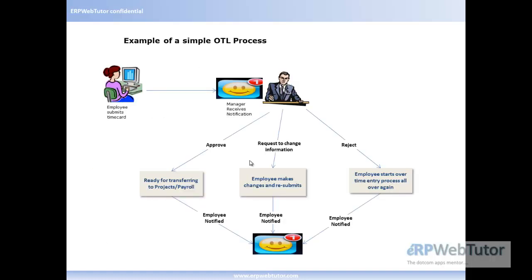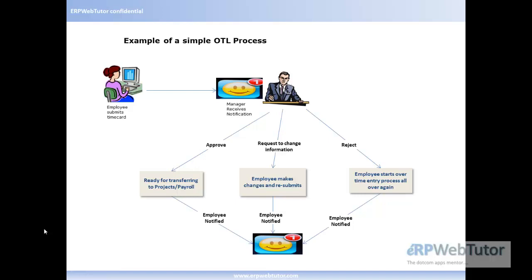This is a very simple OTL process. We're just trying to visualize what's happening in the whole cycle. First step, the transaction is initiated by an employee. You can see that the employee is going to submit the time card, and then the manager receives a notification. This is the manager. Depending on what action the manager takes, it follows a different path. If it's approved, it's ready for transferring to projects, payroll, or EAM if you have integration with EAM.